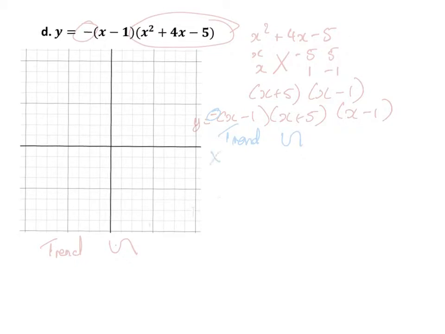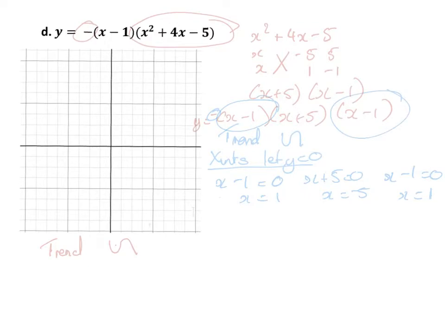Well, we know the x-intercepts because we've just found them by factorising. So x-intercepts, let y equal 0. So you get x minus 1 equal to 0, which means x equals 1. You get x plus 5 equal to 0, x equal to minus 5, x minus 1 equal to 0, x equal to 1. Now we've got a repeated factor there, which means that our graph is going to touch at that point. We'll come back to that in a minute.